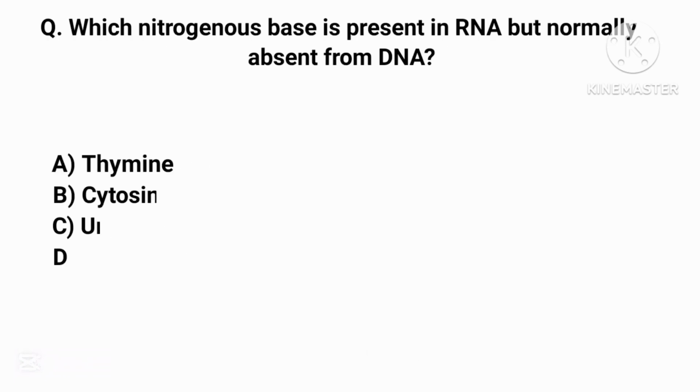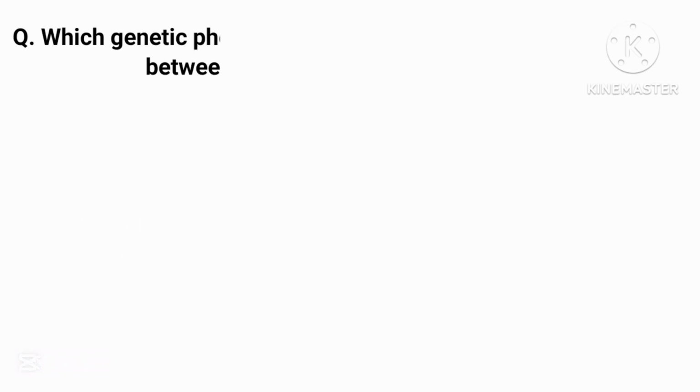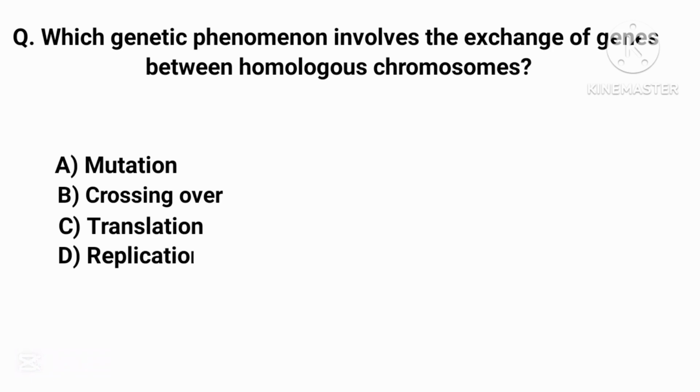Which nitrogenous base is present in RNA but normally absent from DNA? Correct answer is option C, uracil. Which genetic phenomenon involves the exchange of genes between homologous chromosomes? Correct answer is option B, crossing over.